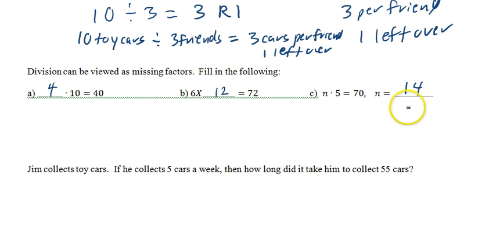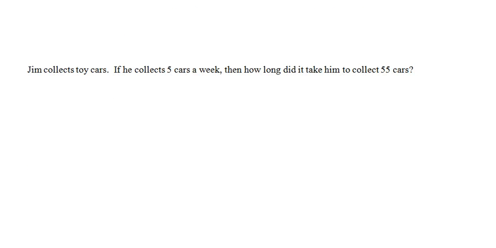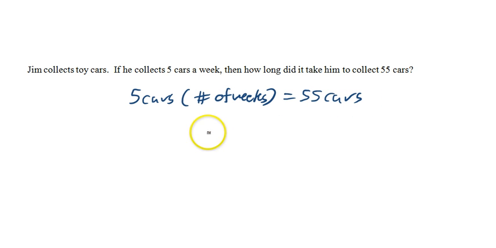There's something that you could multiply by. So like this one, Jim collects toy cars. If he collects 5 toy cars a week, how long did it take him to collect 55 toy cars? So you could think, well, it's 5 cars times the number of weeks will give him 55 cars. So again, we're missing a factor. So 55 divided by 5 would have to be 11.